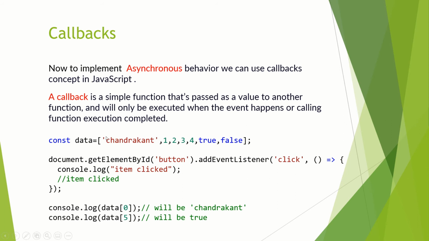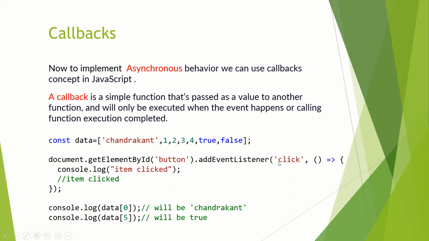Let's understand by example. Here you can see I have declared one variable. When JavaScript execution starts, it will execute this line first. Then we have bound one click event on this button, and inside that we just console this line. Then we have written this console.log. This function inside the click event is called the callback.